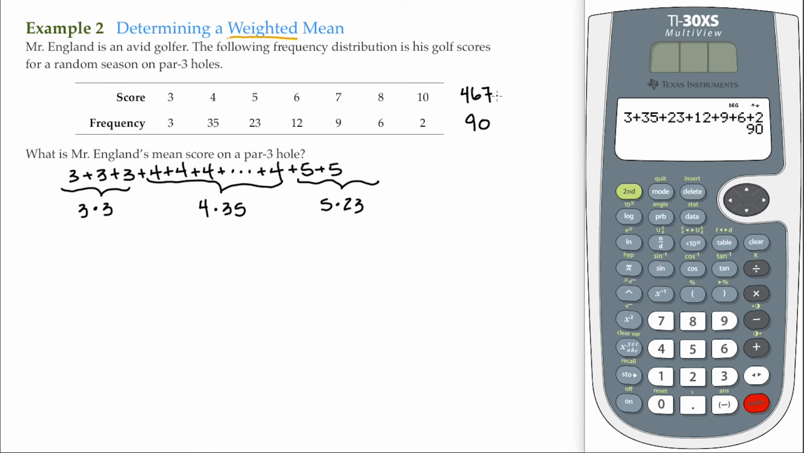So he takes 467 to divide that by 90. So we'll do that. 467 divide it by 90. And we come out with, and we're just going to go ahead and round this to 2 decimals. It comes out to be approximately, his average score was approximately 5.19. And there we go.